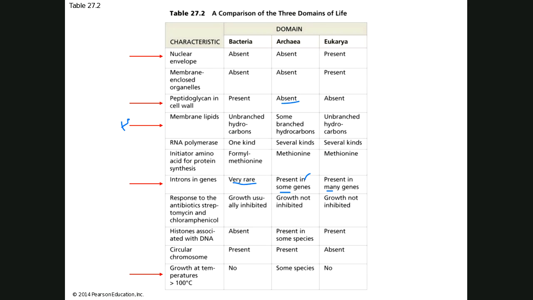Now, here's the part that maybe throws you off when you think about who we're related to. Many archaeans tend to be extremophiles. Not all of them, but many, those organisms that can live in very extreme environments, like temperature, salinity. A lot of archaeans grow at temperatures beyond the boiling point, beyond 100 degrees Celsius. So if you think, wow, that's probably some of the first critters that were on the planet.